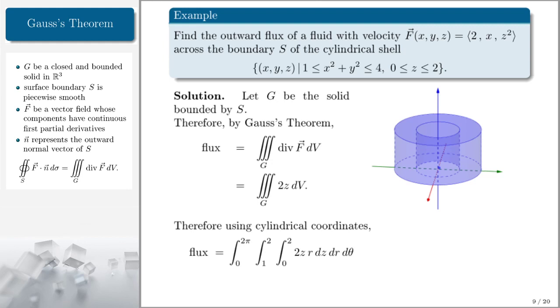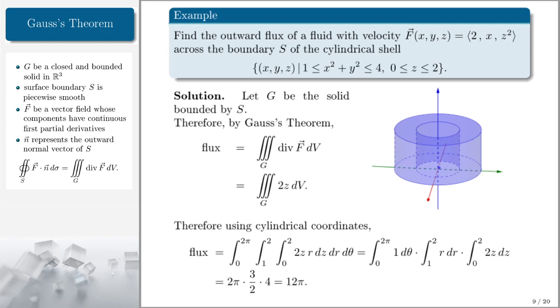Similar as before, the limits are all constants, and thus we can again split them into 3 integrals. The first one having an answer of 2 pi, the second 3 halves, the third will be a 4, as a total of 12 pi.